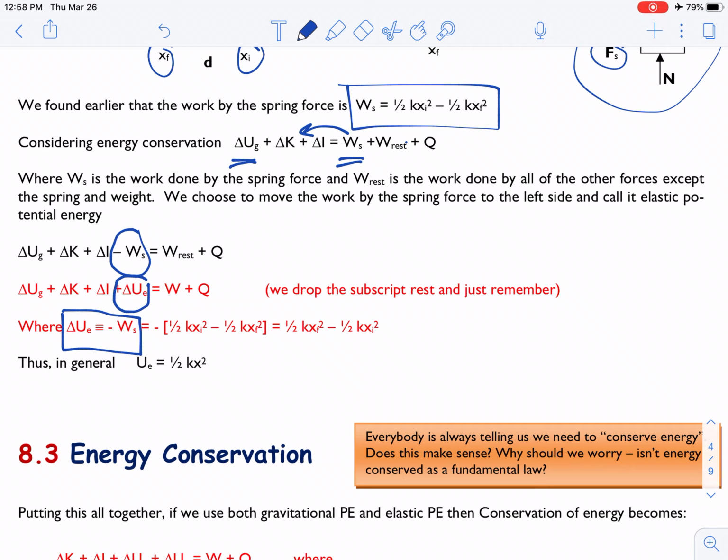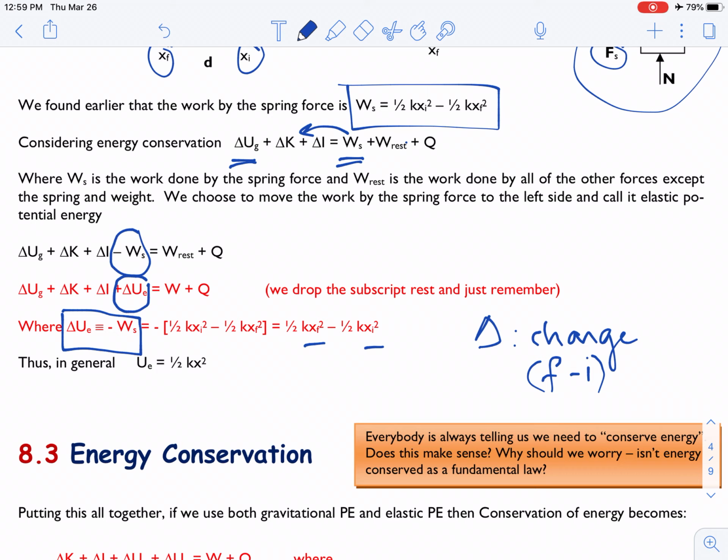So since the work done by the spring force was initial minus final, and there's a negative sign in the front, if you rearrange them, the change in elastic potential energy is final minus initial, since you know that this is a change, and change is always final minus initial, right? So you have to do that. And that's what we have here, and that's for the potential energy.